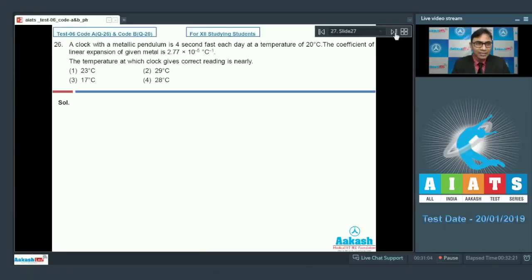In question number 26, it says that a clock with a metallic pendulum is 4 seconds fast each day at a temperature of 20 degrees centigrade. The coefficient of linear expansion of the given metal is? Since the clock is fast, we can say that when we increase the temperature, the time period increases, so the clock becomes slow. If we decrease the temperature, the time period will decrease and the clock will become fast. So that means this temperature is lower than the actual temperature, right?